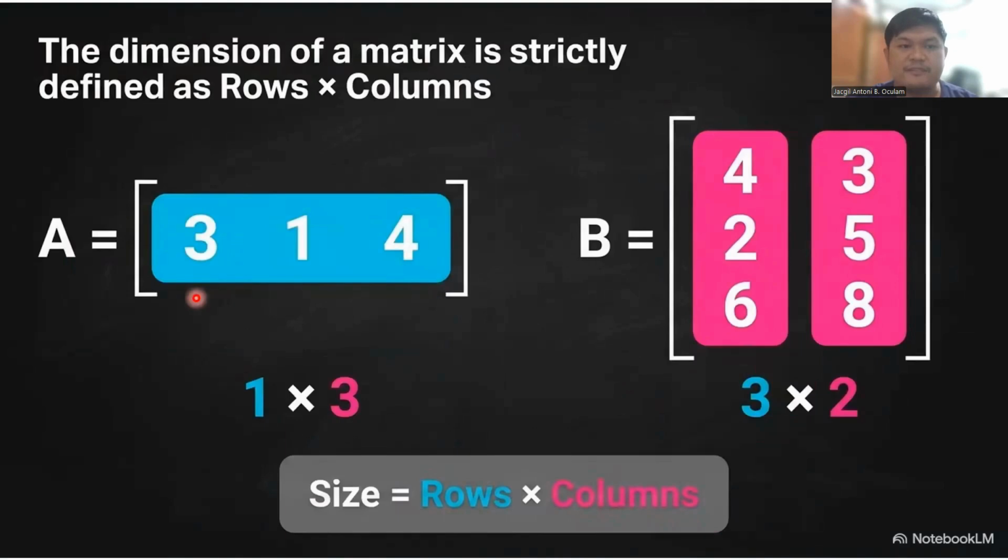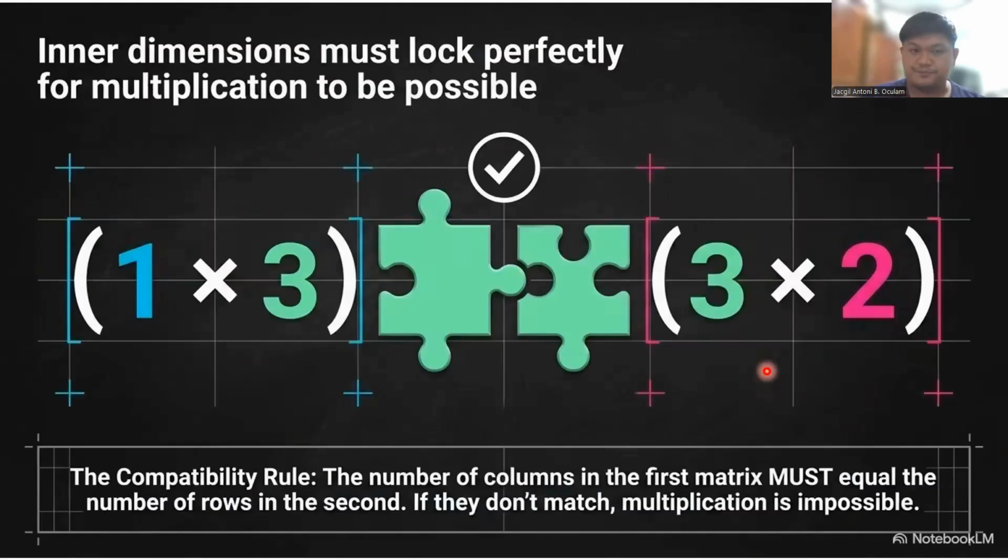Let's say, for example, we have here matrix A. The matrix A has one row and three columns. Therefore, this is a 1 by 3 matrix. On the other side, matrix B has 3 rows and 2 columns. Therefore, this is 3 times 2 or a 3 by 2 matrix. Remember, you cannot interchange the two. It is always rows by columns. Therefore, matrix A is 1 by 3 and matrix B is 3 by 2.